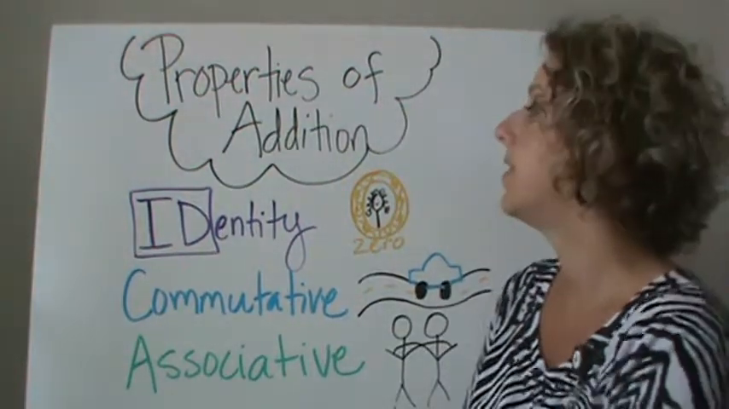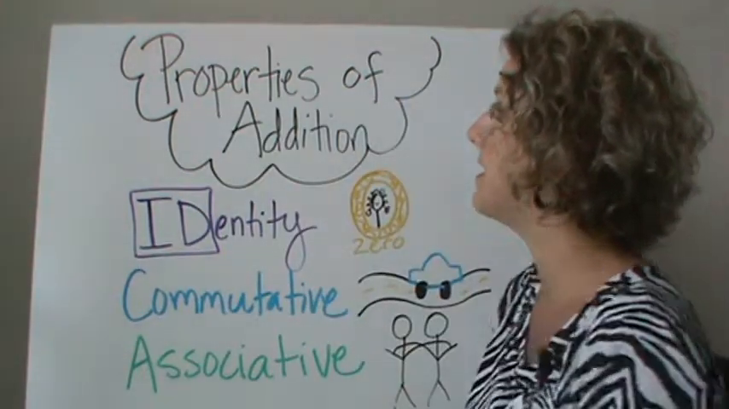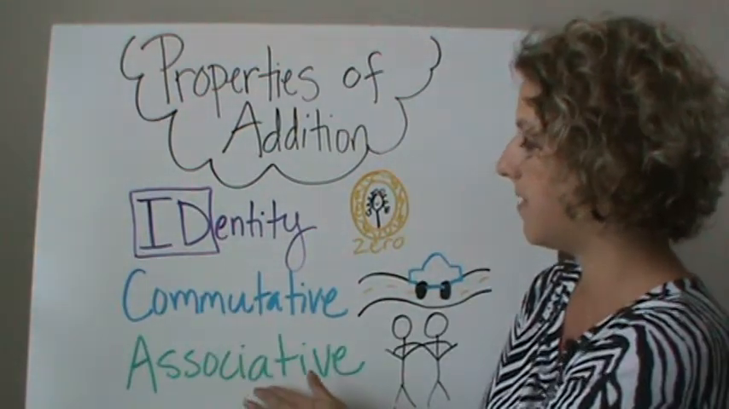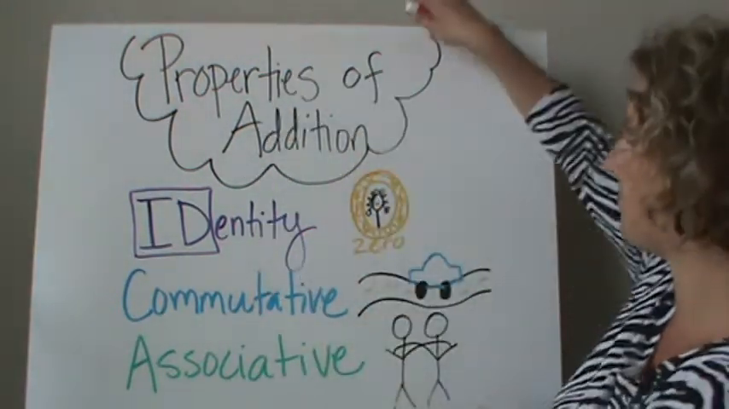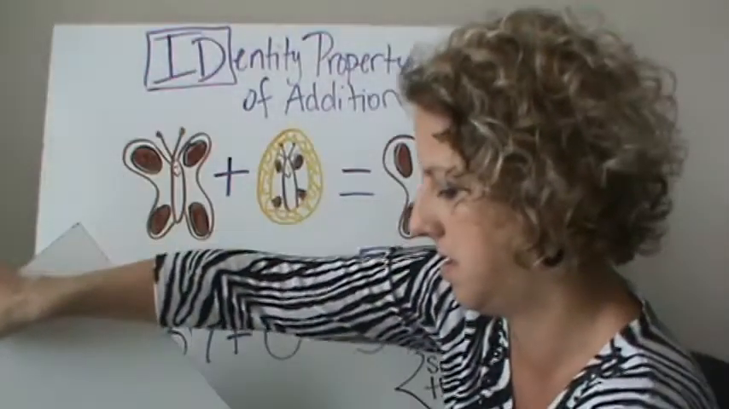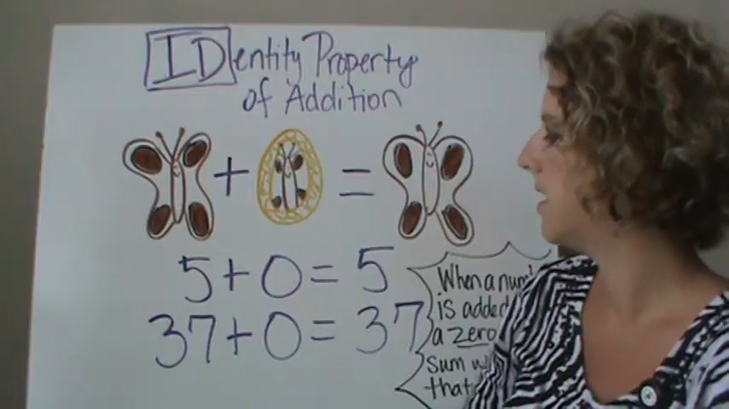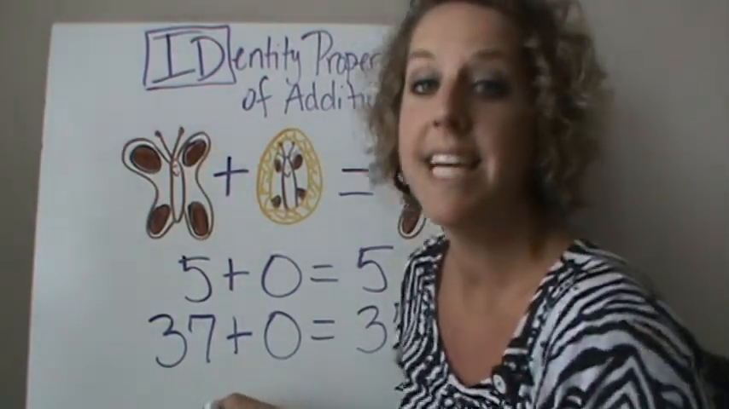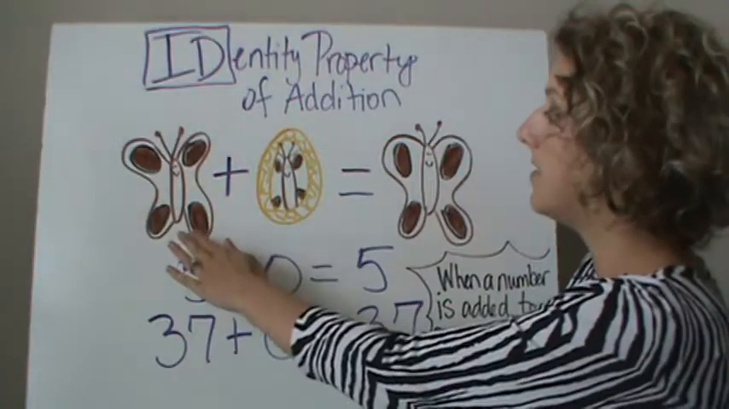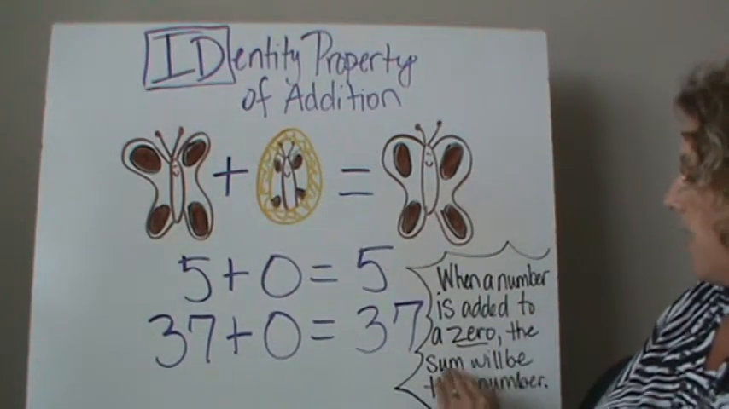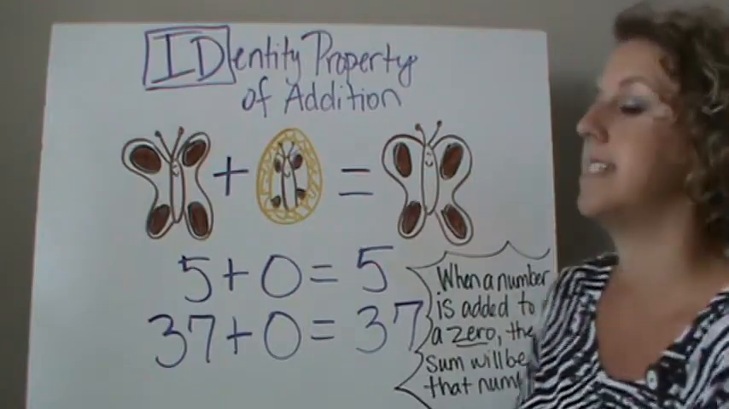In this lesson, you'll learn the three properties of addition: the identity, commutative, and associative. First, the identity property of addition. This property tells you that when a number is added to a zero, the sum will be that number.